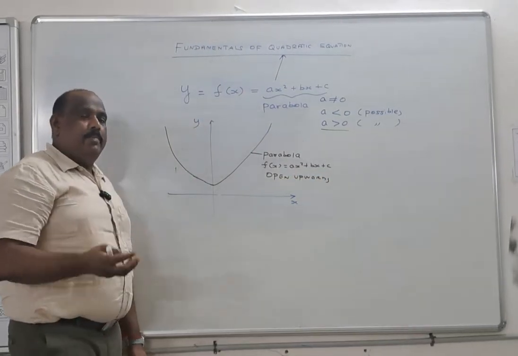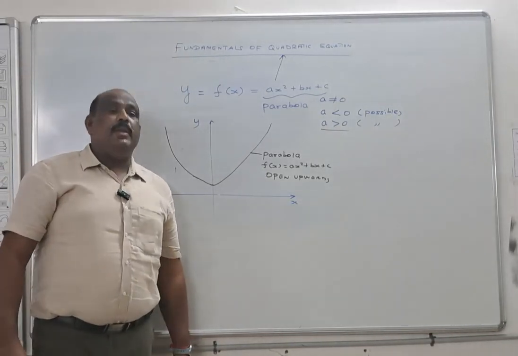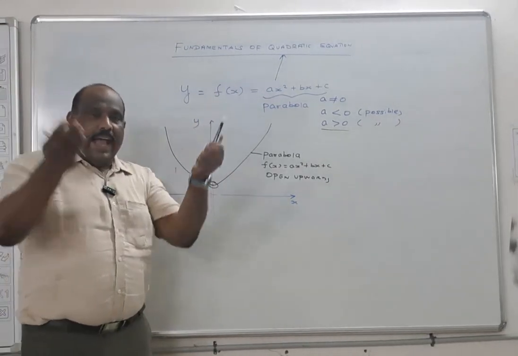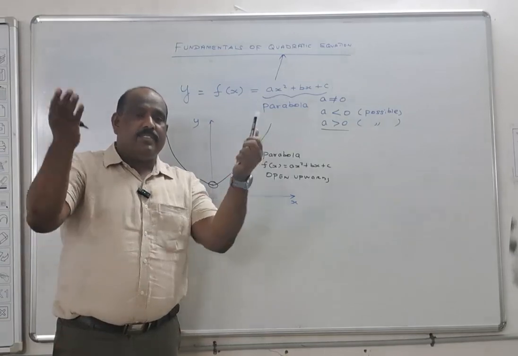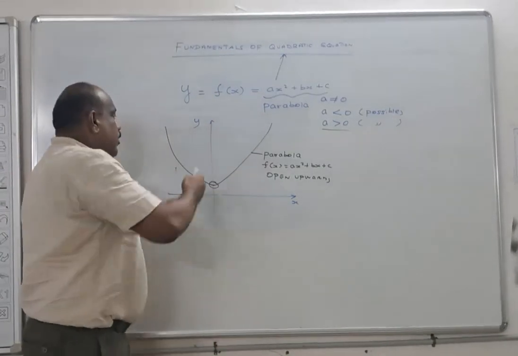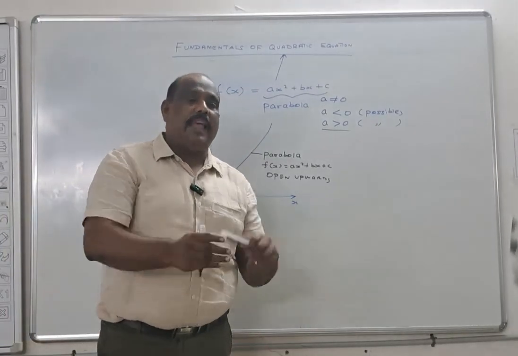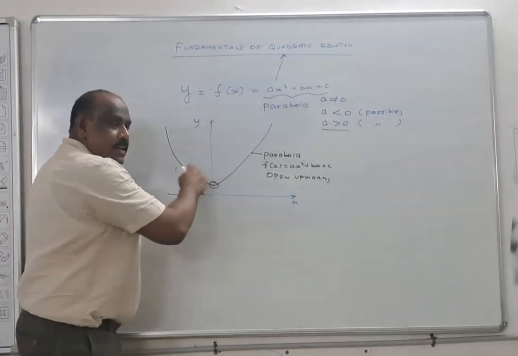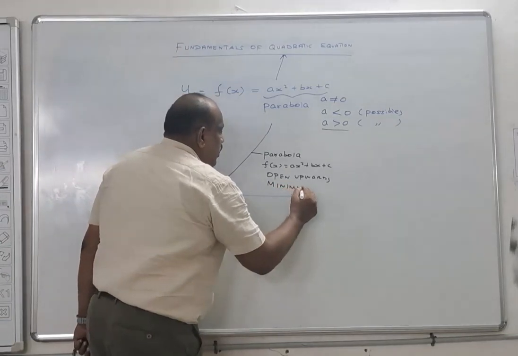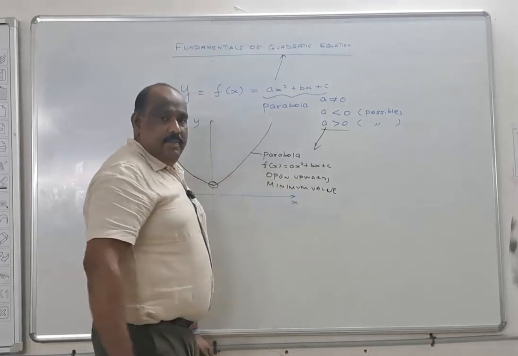Hence, will we be able to obtain the minimum value from the graph or the maximum value? Minimum. Which is the minimum value? The point where the two halves meet, on the line of symmetry. If I place a mirror here, I'll get the mirror image of this side. Symmetry will be there, and the minimum value will be here. So we'll get the minimum value when a is greater than 0.